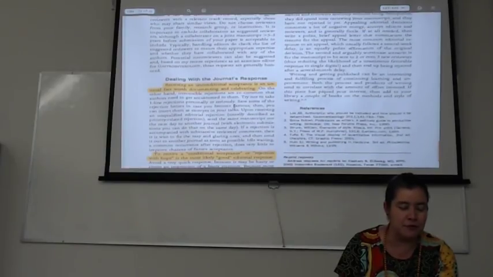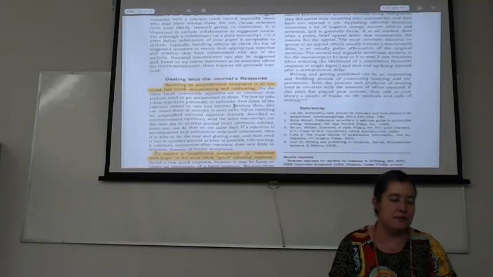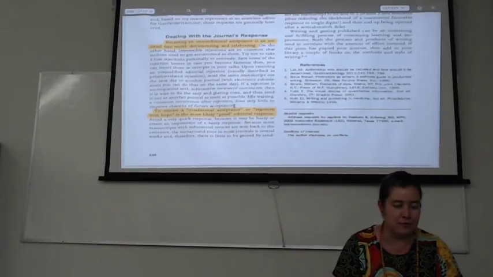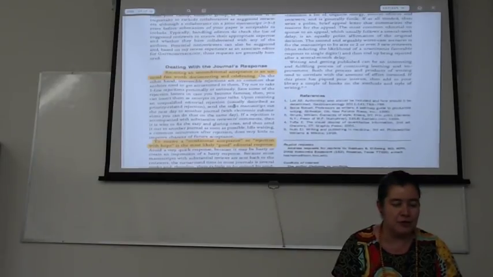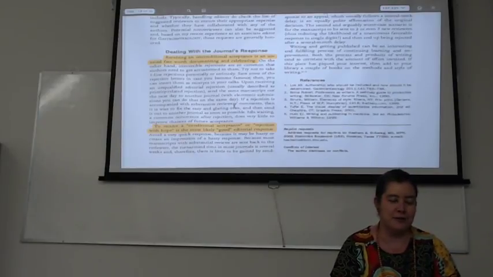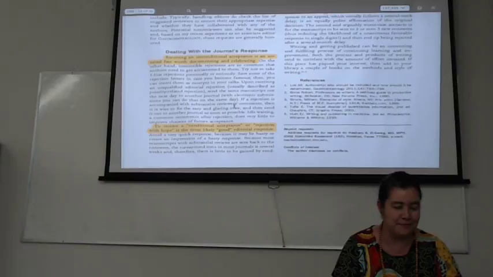This also says that unconditional acceptance is very rare, so you don't have to expect that to happen. It usually happens only with 80 years old professors that are very used to publishing papers. We are not there yet, okay?